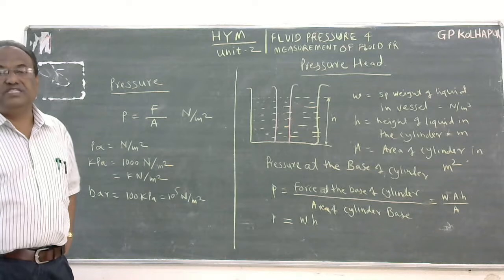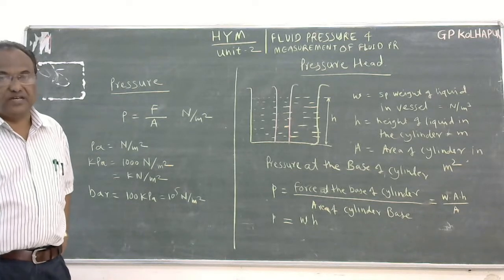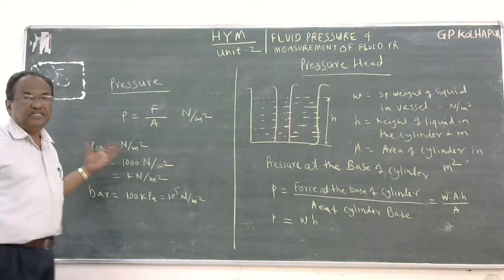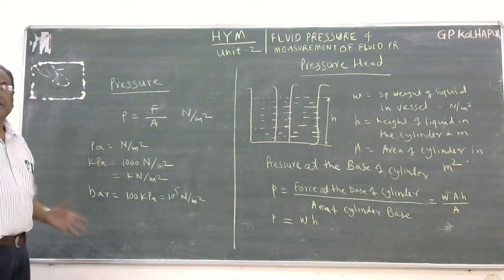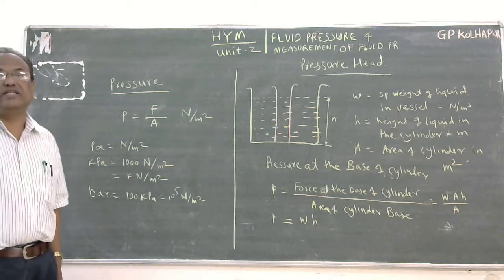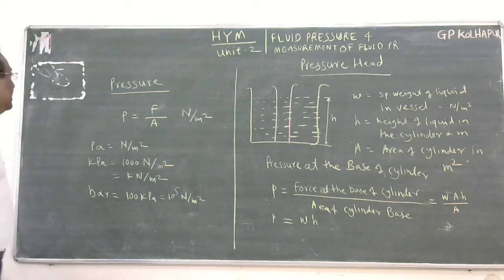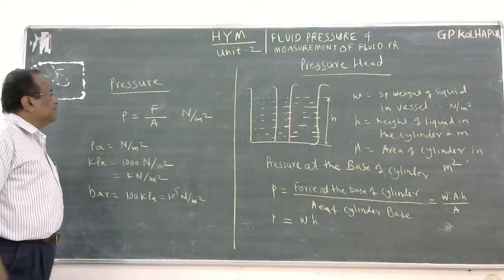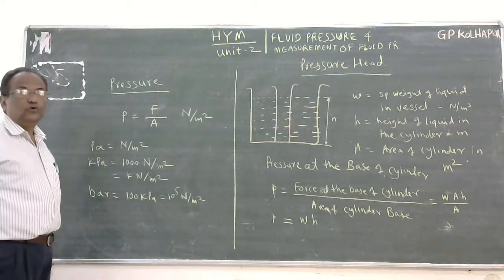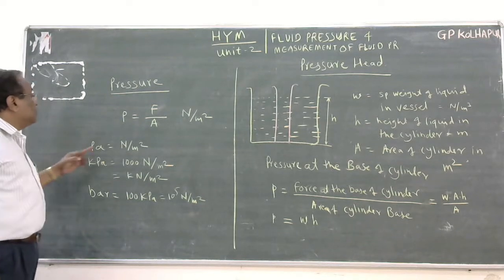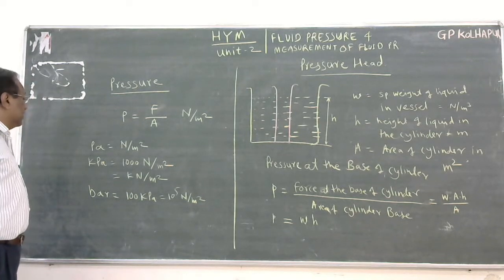First of all, we will see what is fluid pressure. The fluid pressure is defined as force acting per unit area. Force acting on a unit area is called pressure. Mathematically, pressure P is equal to force divided by area. Its unit is Newton per meter square. 1 Pascal is equal to 1 Newton per meter square.